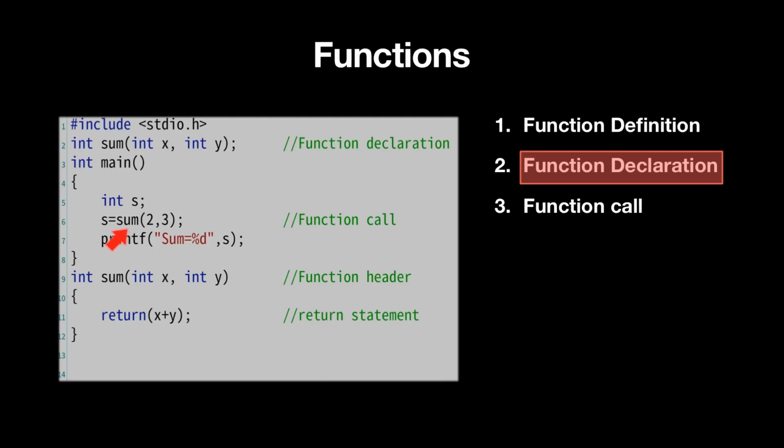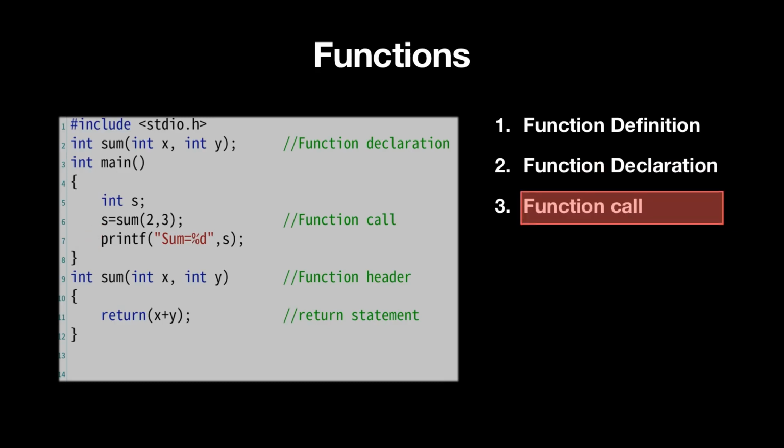Before using the function sum in the function main, using the function call, we need to declare the function using the function declaration. Just like we need to declare the variable s before using it in the program. Third is the function call. Here sum(2,3) is the function call.